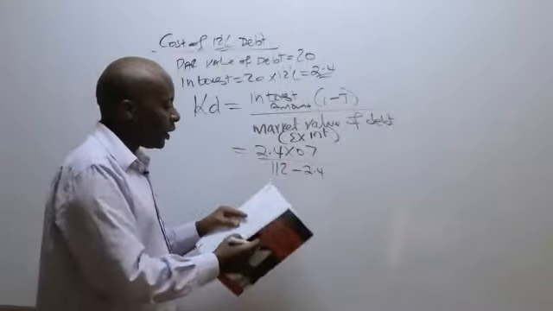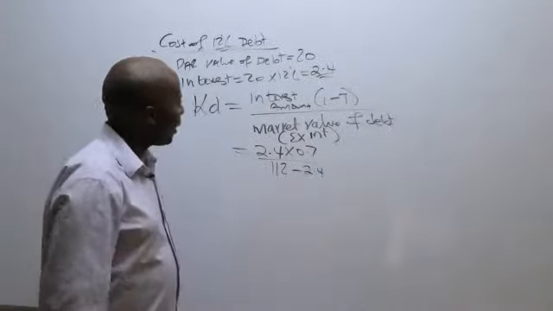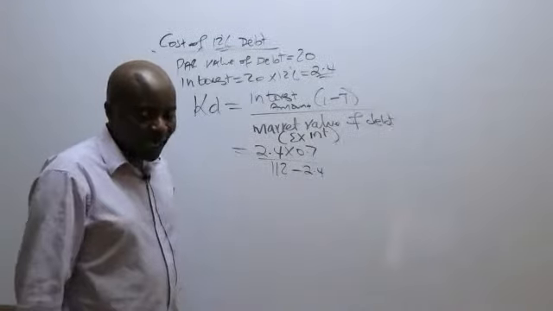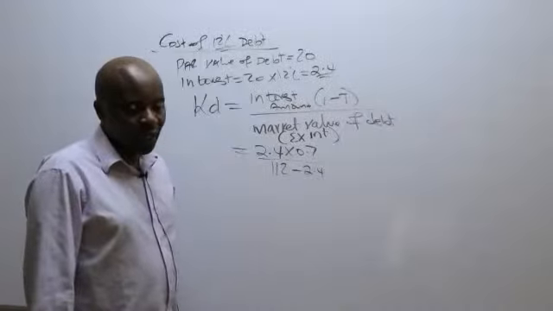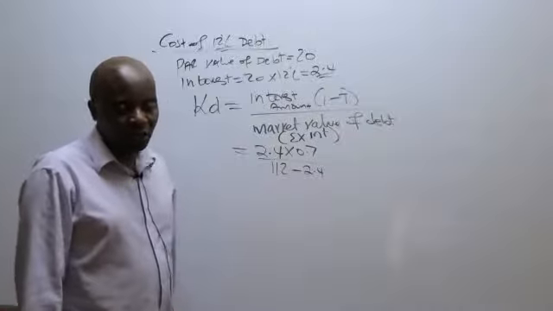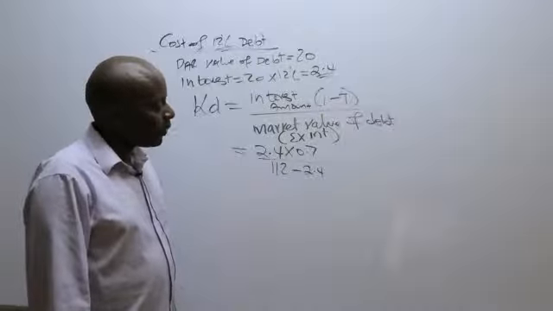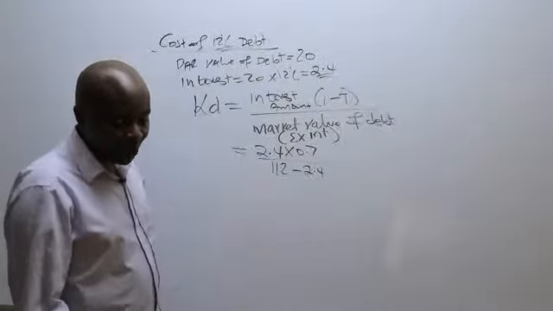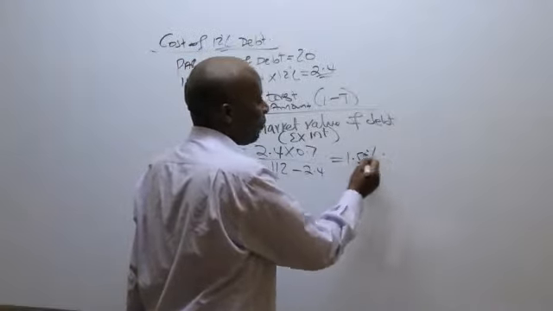Who can give me this final answer, ladies and gentlemen, so I can move very fast? KD stands for cost of debt. What are they able to get? Please don't remain silent for too long, because we need to go to other things. Is there somebody who is getting approximately 1.53? Yes, there's somebody who has confirmed there, 1.53%.